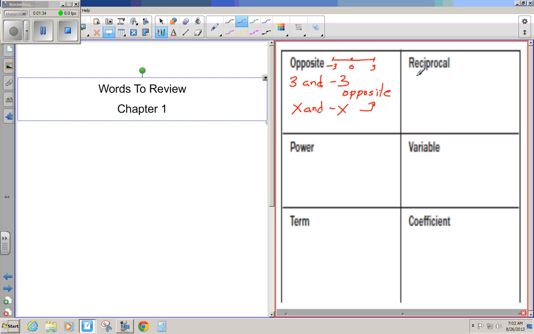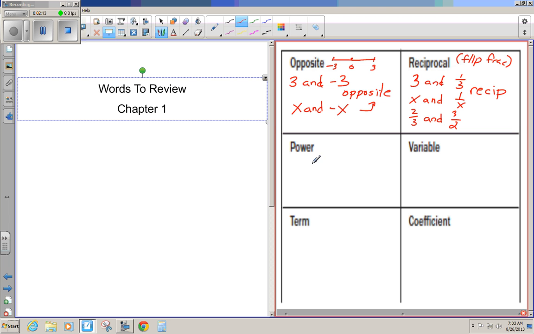Reciprocal. Reciprocal means you flip a fraction. 3 and 1/3, those are reciprocals. x and 1/x are reciprocals. If you had 2/3, the reciprocal of this, flipping the fraction, would be 3/2. These are all reciprocals of one another.